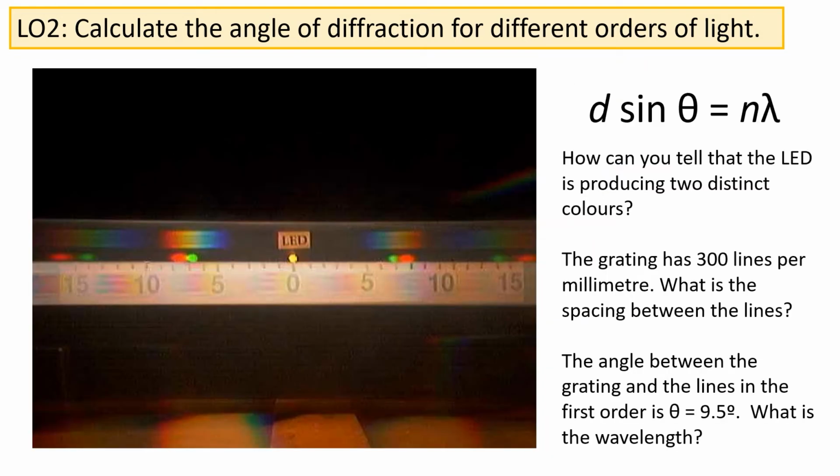Here's a chance for you to have a go using the equation yourself. Firstly, have a look at the image on the left, which shows a real diffraction pattern formed from an LED. On the right are some questions. Pause the video and I'll give you the answers to the questions shortly.